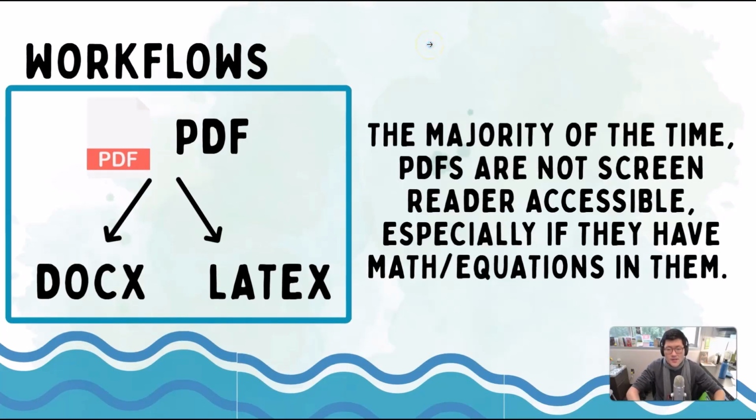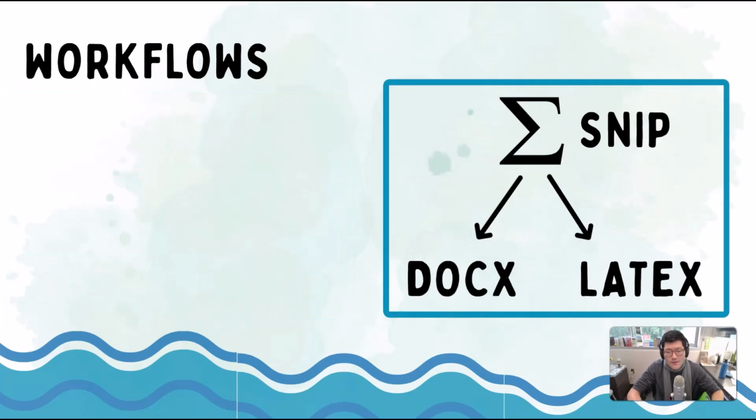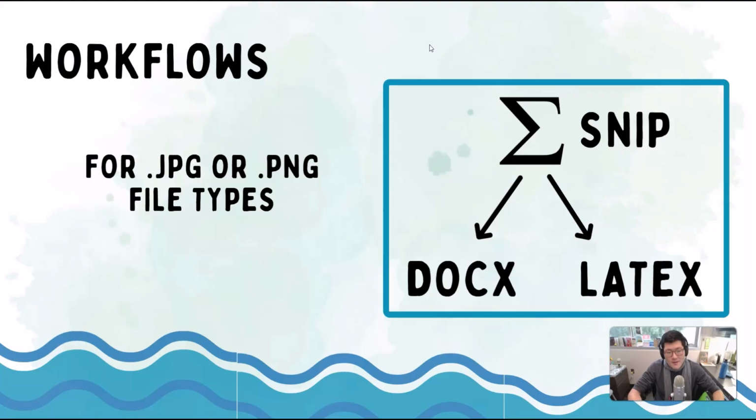And something that's important to note is the majority of the time, PDFs are not screen reader accessible, especially if they have math or equations in them. That's why we have been converting the PDFs into Word documents so that screen readers can read the equations and the math in them. Now let's go over the workflow where we start with a snip and convert it into a Word document or a LaTeX file. And remember, a snip is for JPEG or PNG file types.